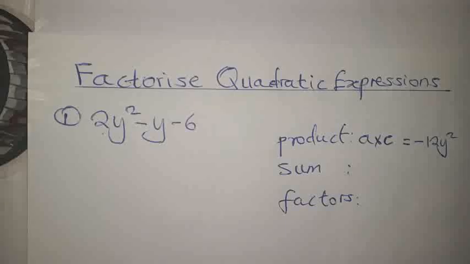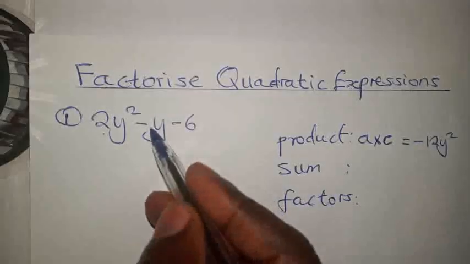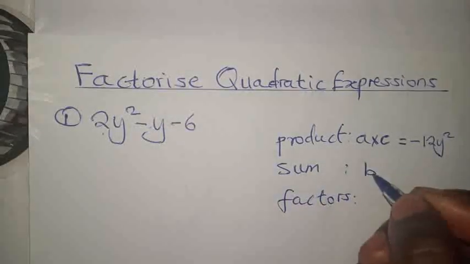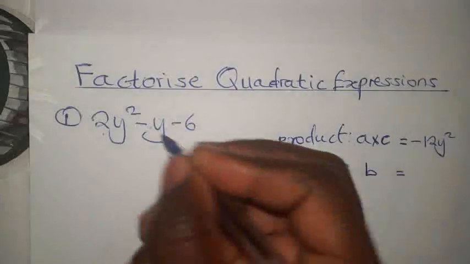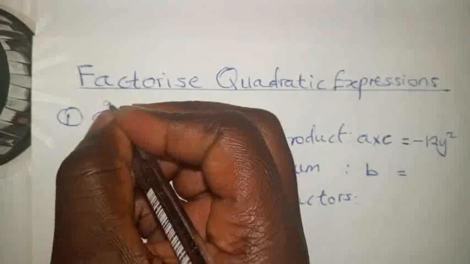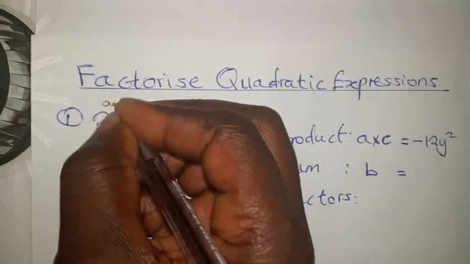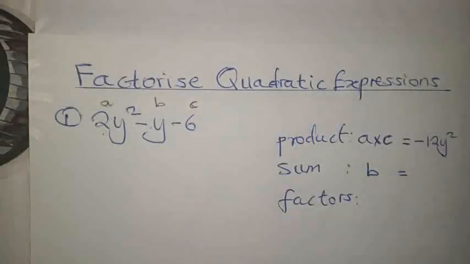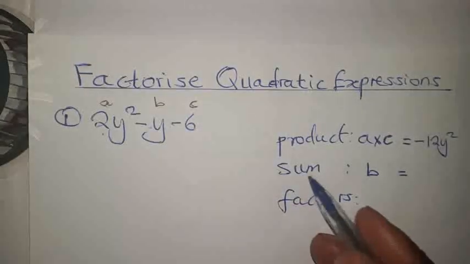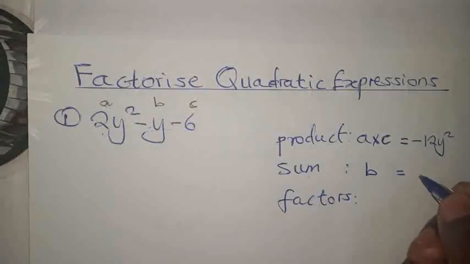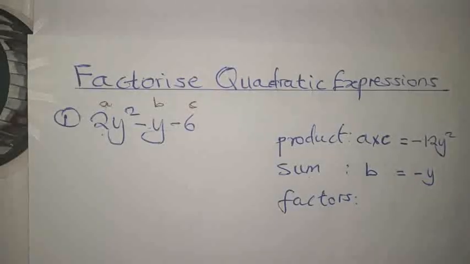Then our sum, you just get b, the way it is. So our sum is b. Here, this is our a, this is our b, this is our c, which is the constant. So for the sum, we just get our b, which in our case is -y.